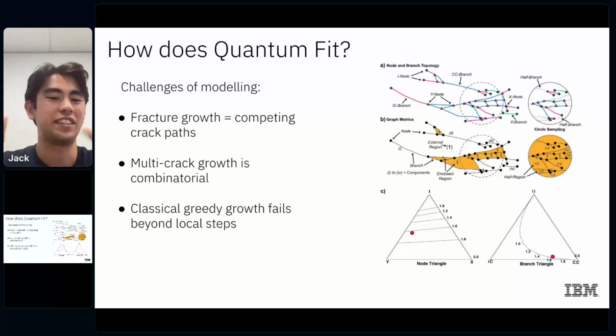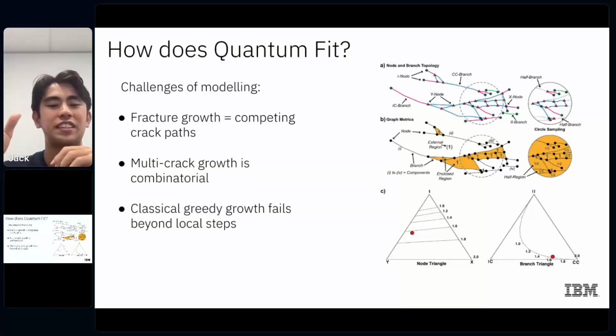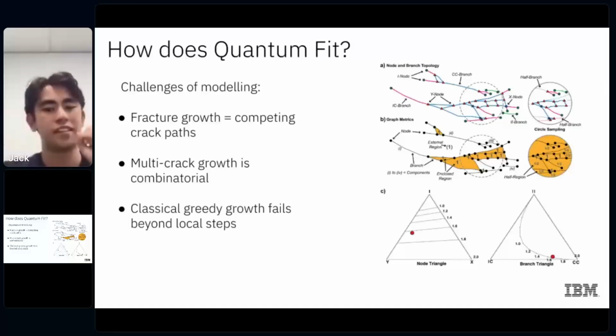So how does quantum fit into this? We think quantum would be advantageous over classical methods because of some of the challenges of modeling these systems, which include fracture growth. The characteristics include competing paths of how the cracks evolve. Some are more favorable than others, and sometimes these cracks can grow at the same time, which makes it a big combinatorial problem.